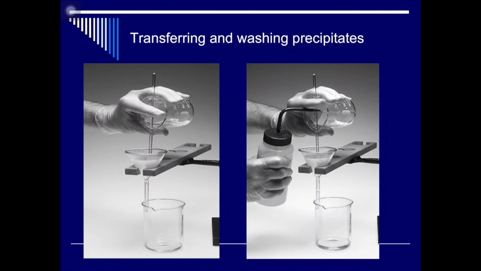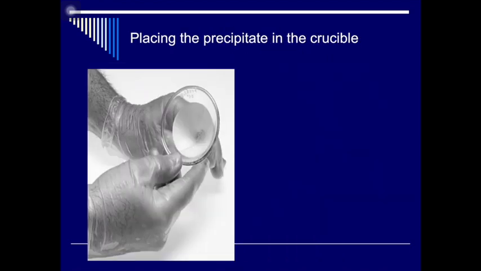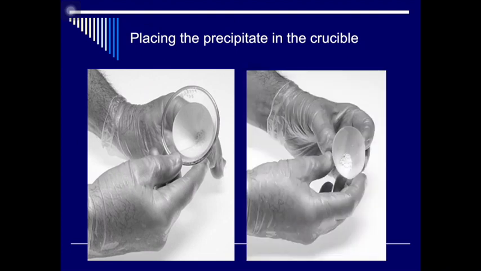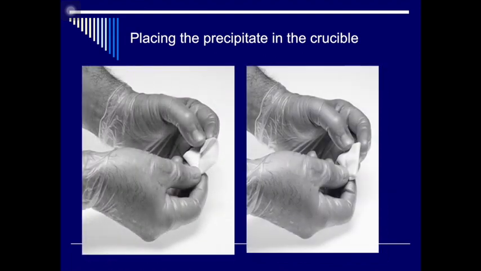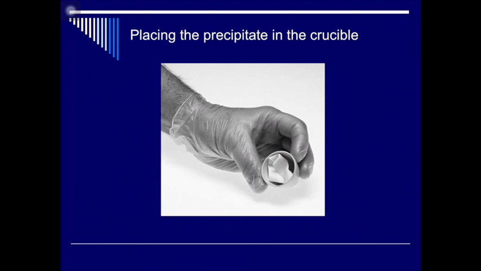Transfer your precipitate on the filter paper and wash the remaining precipitates using a wash bottle. So after testing for chlorides, you can place your precipitate inside your crucible. Remove your filter paper containing your precipitate and fold it like this, and transfer it inside your porcelain crucible.